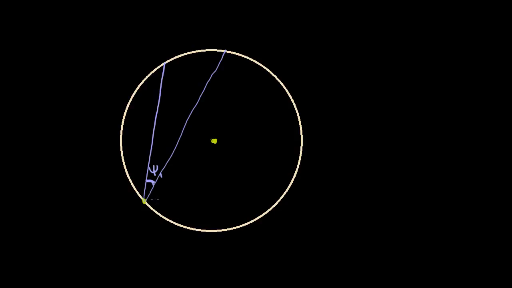How do we find the relationship between psi 1 and the central angle that subtends this same arc? When I talk about the same arc, that's that right there. So the central angle that subtends the same arc will look like this. Let's call that theta 1.